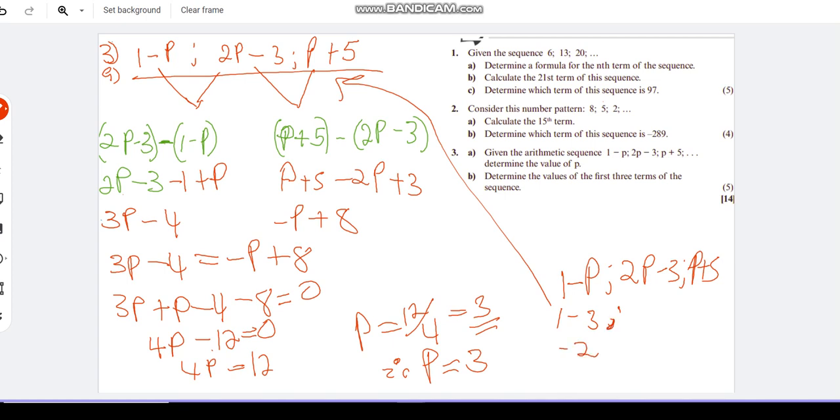And then the second term will be 2 multiplied by 3 minus 3. 2 multiplied by 3 is 6, and then 6 minus 3 will just give you 3. And then we move on to the next one. You have p plus 5, so where there is p, place a 3 plus 5, which will just give you an 8, and then you are done.